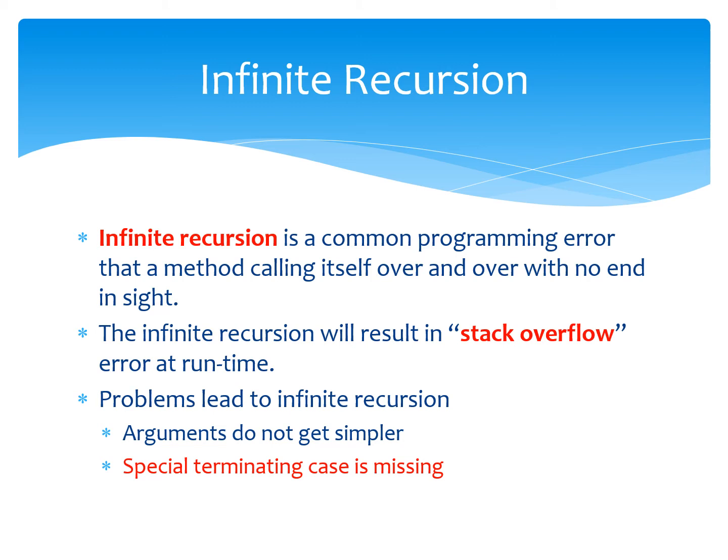Assume we forget to add a condition to detect when the arguments become 0, that is, the terminating case, and thus the function will never stop. This type of problem is referred to as the special terminating case is missing. This is similar when you are using a loop. For example, you may suffer from the infinite loop if you forget to increment or decrement the loop variable, or the loop condition is not correctly set.